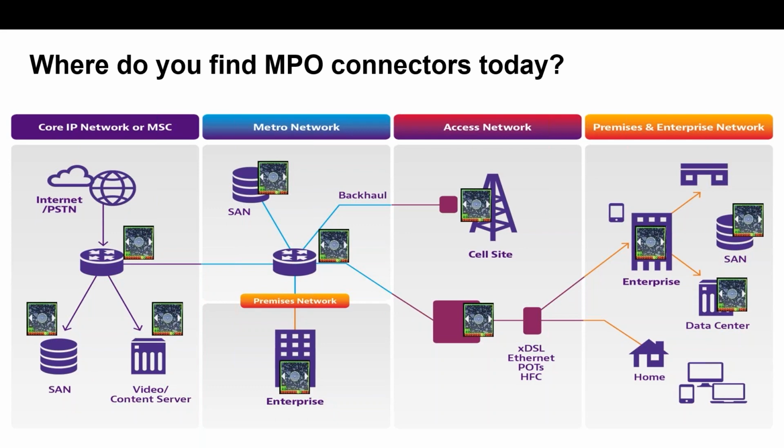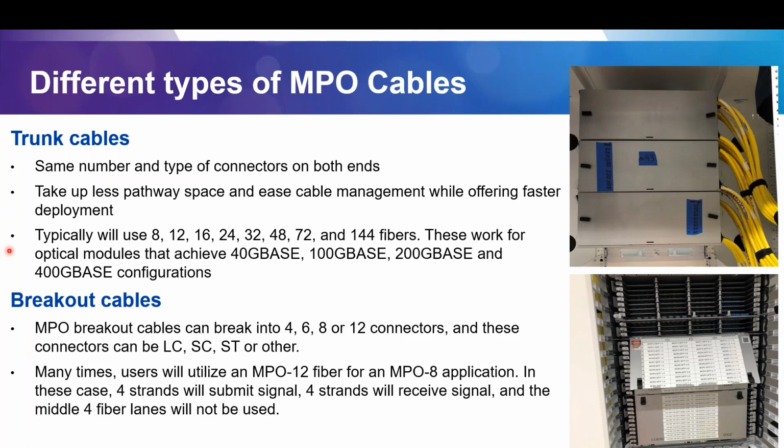So the two different types of MPO cables that you'll hear a lot about, one of them is trunk cables. With trunk cables, it's the same number and type of connectors on both ends. So a trunk cable might be a 144 fiber cable with 12 fiber MPOs on the end, and that'll be the same on both ends. These are usually, like I said, pre-terminated. This is an example right out of a data center that I was at, with these 144 fiber trunk cables coming into the back of this panel.